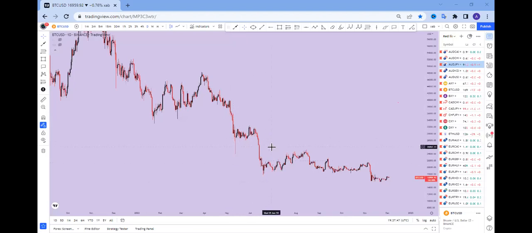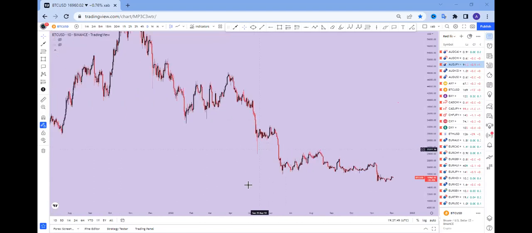So yes, on daily time frame, our bias here is bearish. This was a low that has been broken. This is another low that has been broken. So we can say that we are in a downtrend.